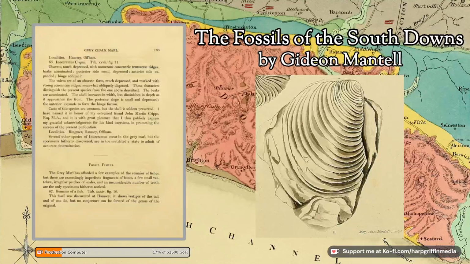I have named it in honor of my esteemed friend John Martin Cripps, Esquire, M.A., and it is with great pleasure that I thus publicly express my grateful acknowledgments for his kind exertions in promoting the success of the present publication. Localities: Ringmer, Hamsey, Offham. Several other species of Inoceramus occur in the grey marl, but the specimens hitherto discovered are in too mutilated a state to admit of accurate determination.